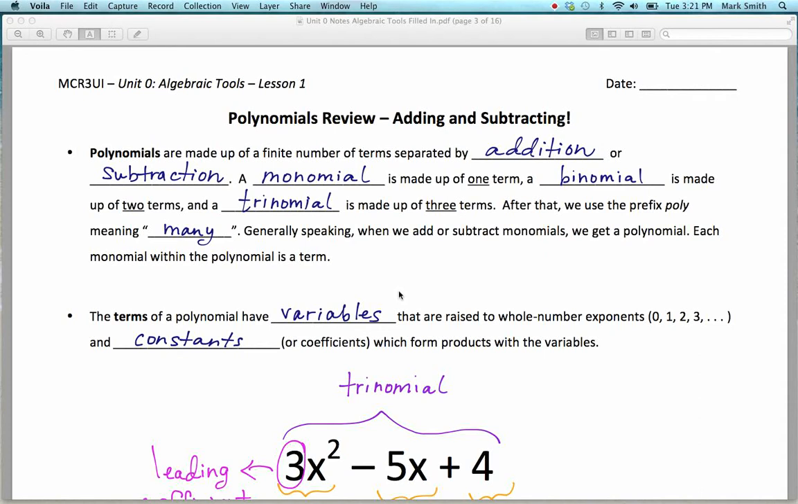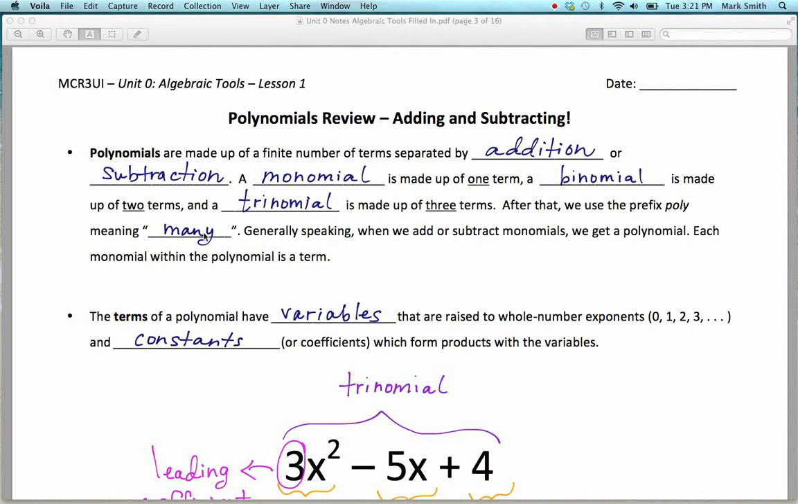The first thing we looked at was adding and subtracting polynomials. So this is a bit of a review from grade 10. Polynomials, just as a reminder, are made up of a finite number of terms, so there's not an infinite number of them. They definitely have to end sometime. And you can tell that they're terms because they're separated by addition and subtraction. A monomial is made up of one term only. A binomial is made up of two terms, and a trinomial is made up of three terms. After that, we just use the prefix poly, meaning many.